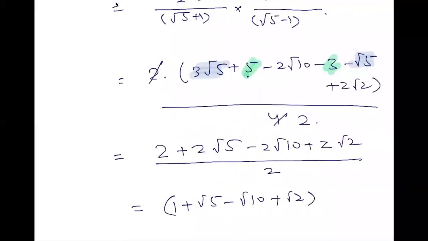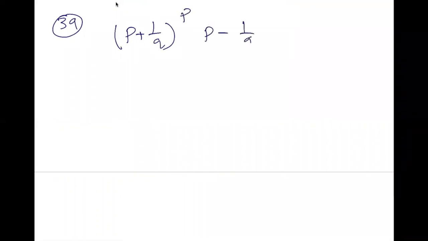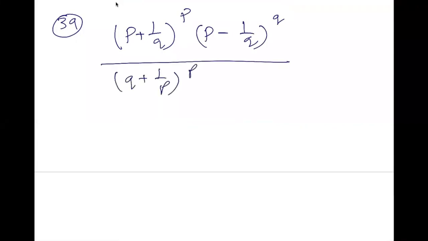Question number 39. P plus 1 by Q. इस क्वेश्चन में थोड़ा सा करेक्शन है. ये x की जगह पर यहां है और ये x है. Right, do it fast.